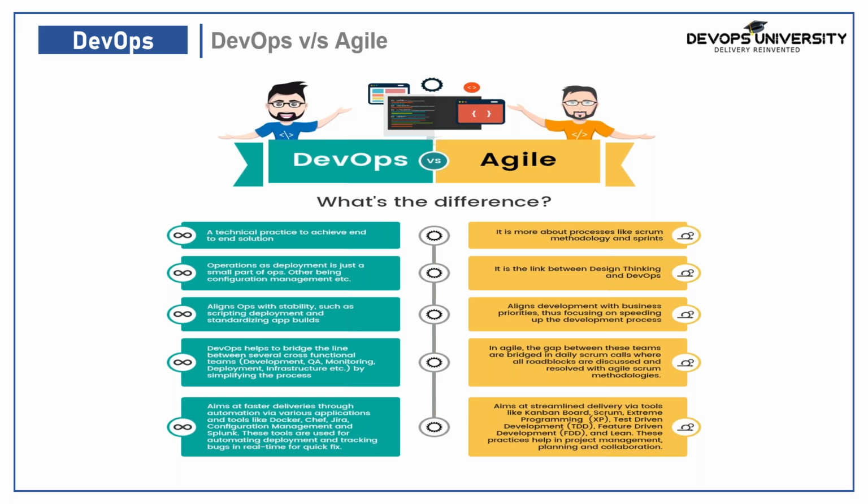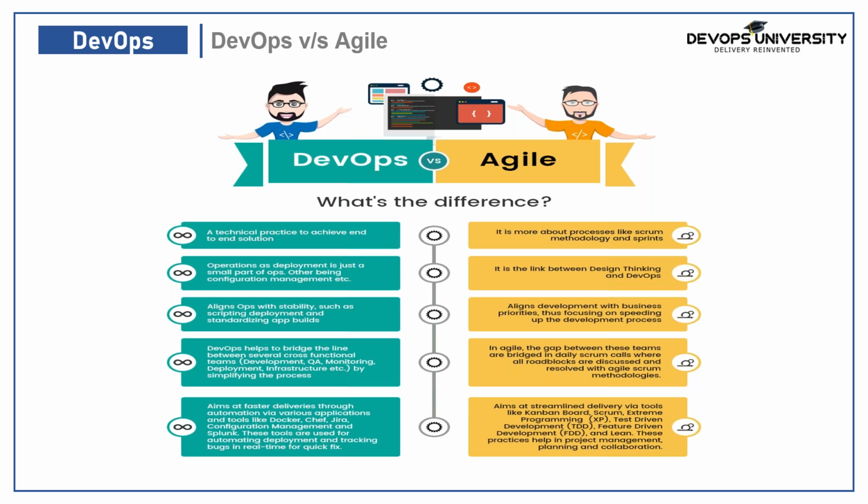It does not mean operations people are only monitoring and deploying the application. They are managing the infrastructure of the organization or the product, such as whether they need to spin up more hardware or bring in more memory. All those things are done using configuration management. In this 5-day session, we will see what configuration management tools there are and how they are used. Agile is the link between design thinking and DevOps, aligning ops with stability such as scripting, deployment, and standardizing app building. When we are automating, the developer can use their respective programming language or their tool-specific setup or configuration to automate the scripts.